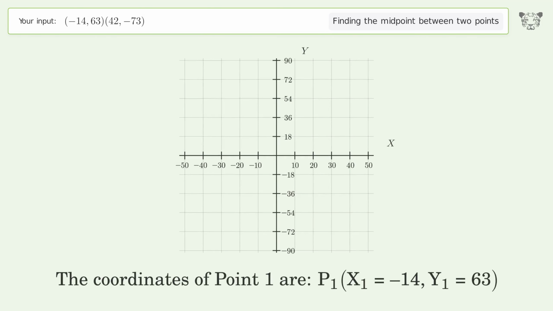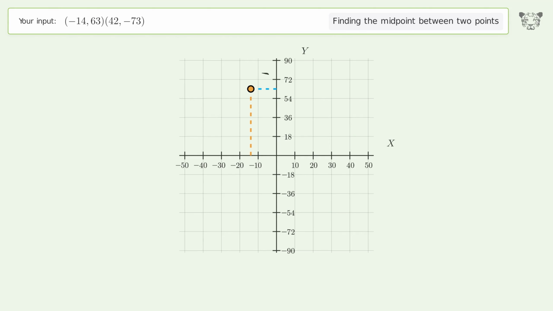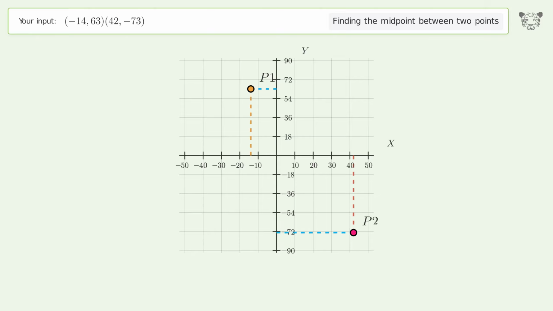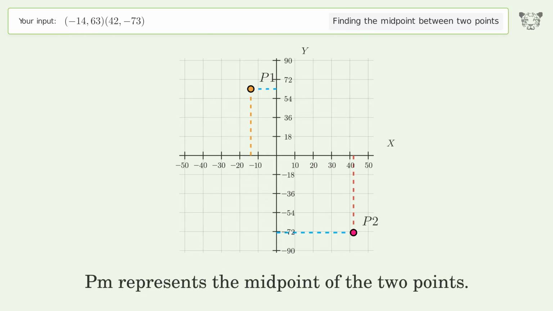The coordinates of point 1 are, x1 equals -14, y1 equals 63. The coordinates of point 2 are, x2 equals 42, y2 equals -73. PM represents the midpoint of the 2 points.